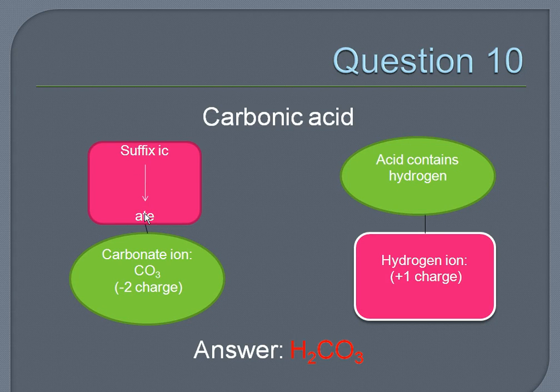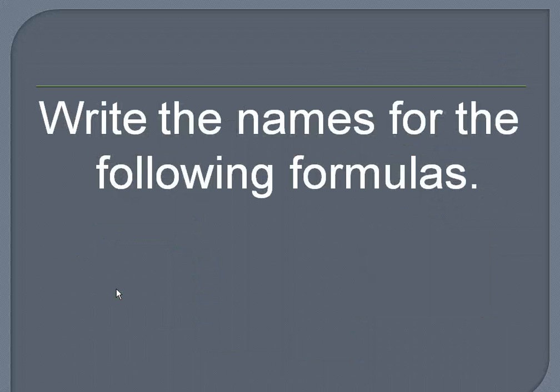Question 10. Carbonic acid. The suffix "ic" goes to "ate", making carbonic carbonate. Carbonate is CO3 with a -2 charge. An acid contains hydrogen, and a hydrogen ion has a +1 charge. If we have -2 and +1, we can have 2 hydrogen ions, which would make it a +2, and we have 1 carbonate ion, which is a -2 charge, which would balance and be neutral. Therefore, our formula would just be H2CO3.